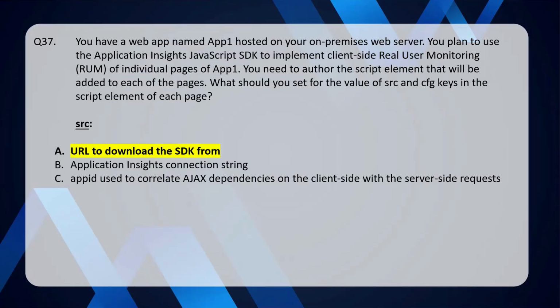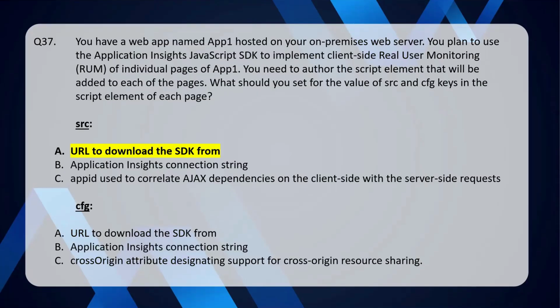Now, the next part of the question is talking about config. And you have the options as URL to download the SDK from, Application Insights connection string, and the third one, which is different, is cross origin attribute designating support for cross origin resource sharing. Config would be Application Insights connection string. This is required to route telemetry data to the correct Application Insights resource.